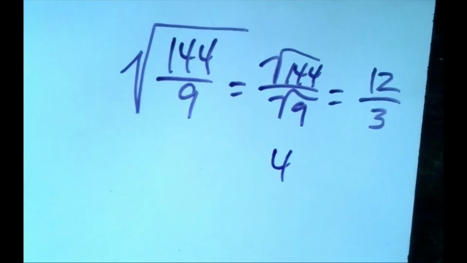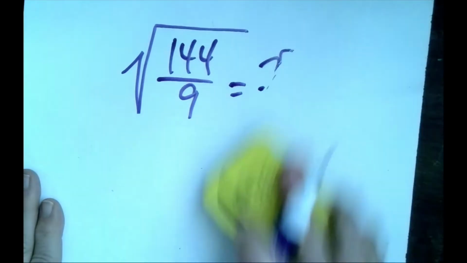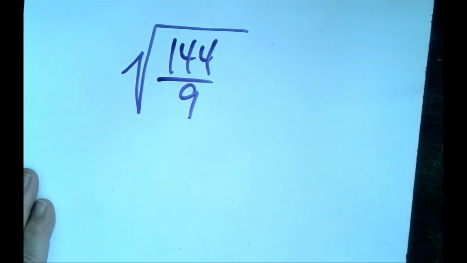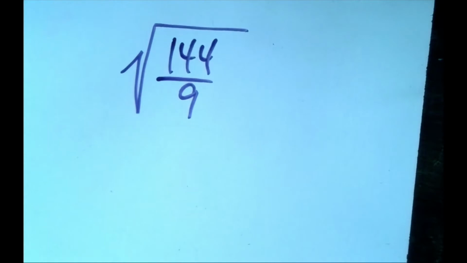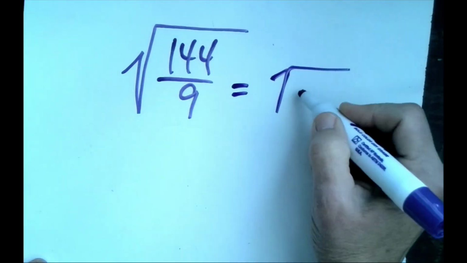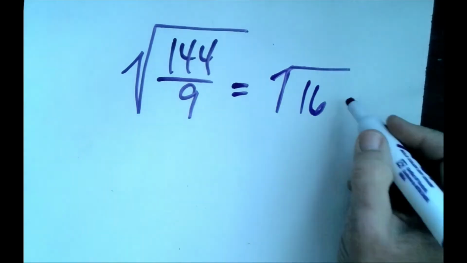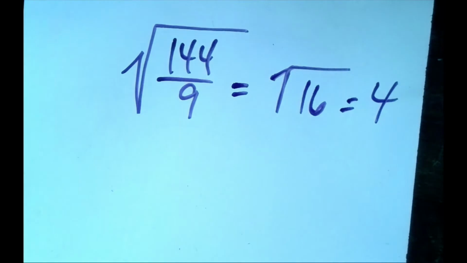What if, though, we wanted to divide first? We could do that. So 144 divided by 9 happens to be 16. So we could write that as the square root of 16, which is a perfect square, and simplifies to 4. So again, if you want to divide first, you can, or you can simplify and then divide.